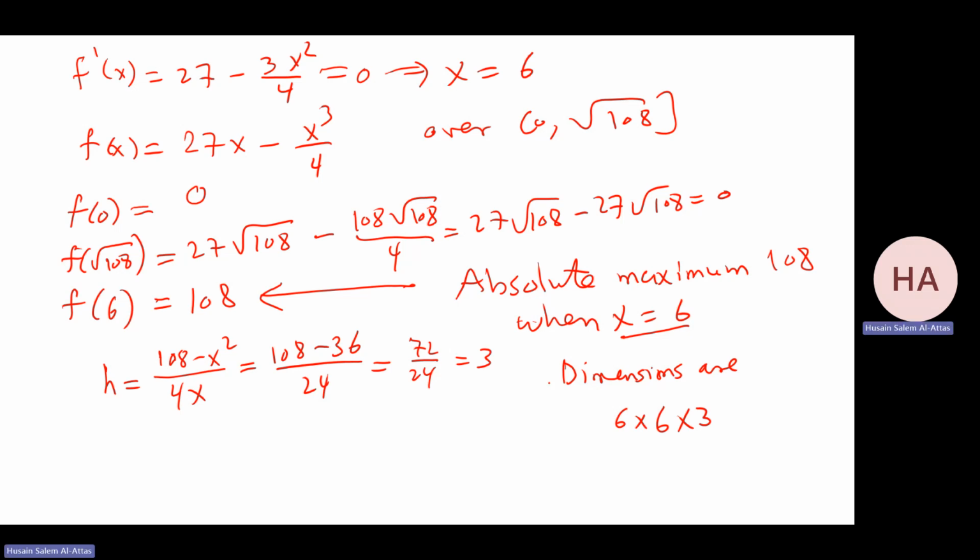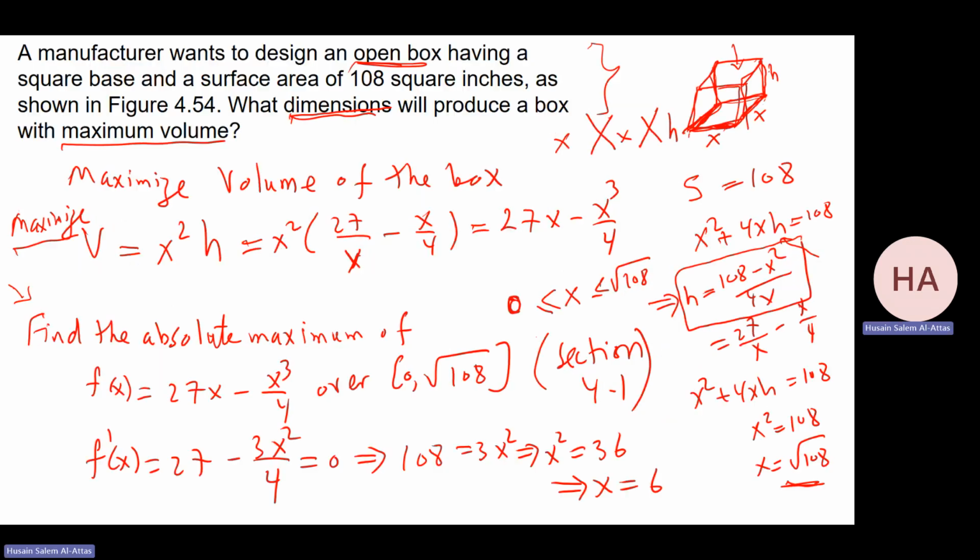Sometimes maybe they will ask you to find the sum of the dimensions. So it will be 15. Or the product of them, or the volume. The volume will be 108, the maximum volume. At what x value, or at what height, all of these questions can be asked. So this is the first one. I think it's very clear. As I said, now we change the problem into finding the absolute maximum of a function over a closed interval, which we did in 4.1.